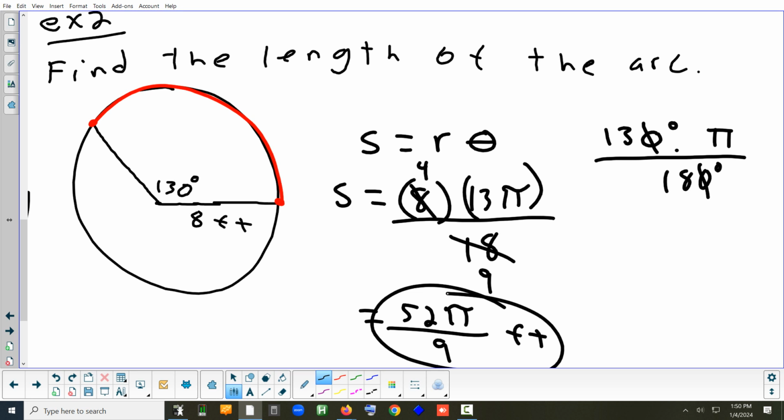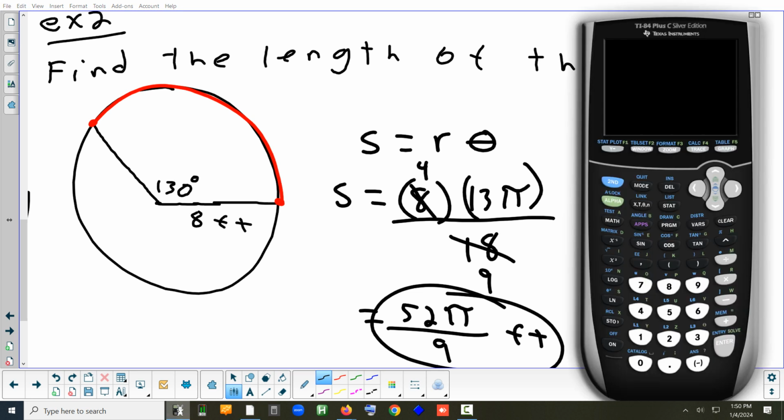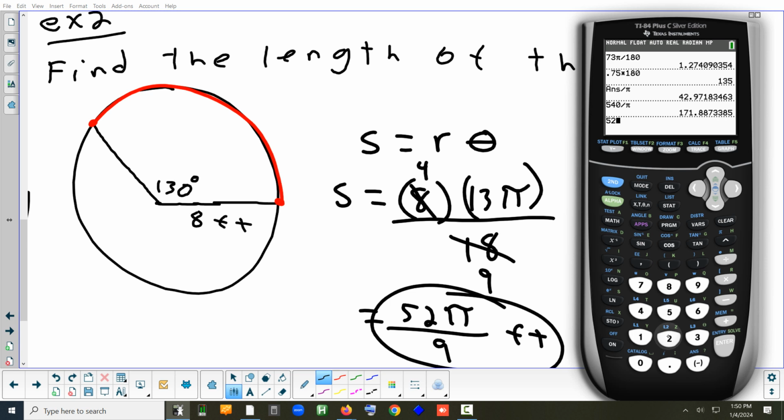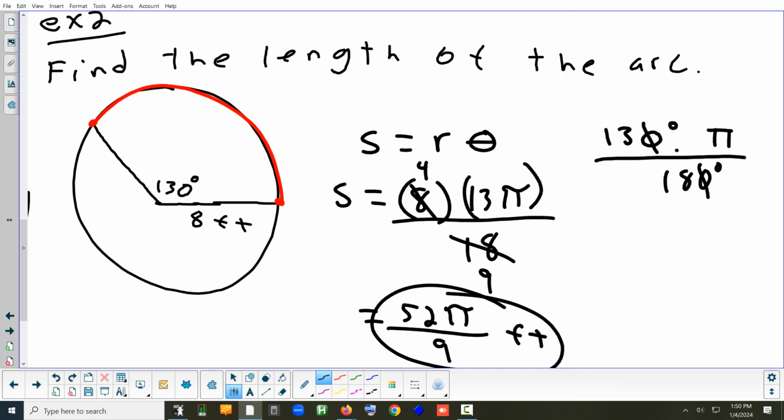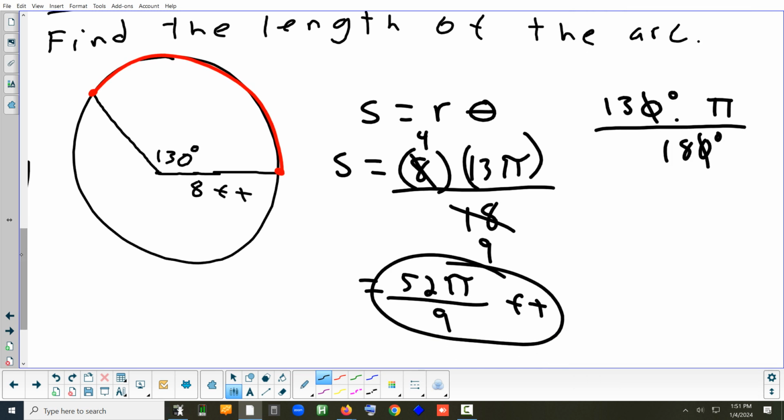Now, if they wanted a decimal, then you could just type it in. 52 times pi over 9 should be about 18.15 feet. It's really nice. Any questions on that one? No.